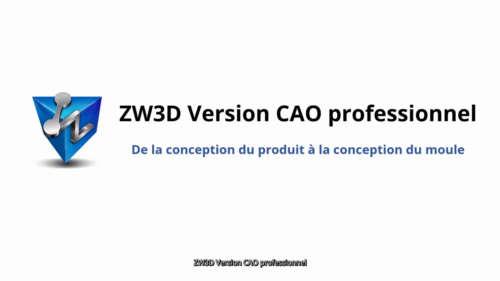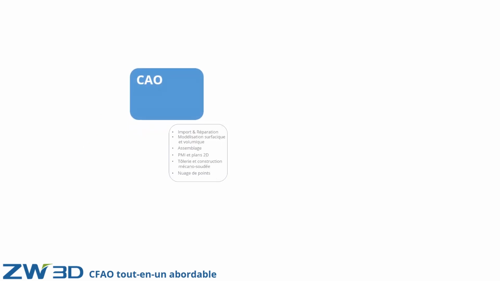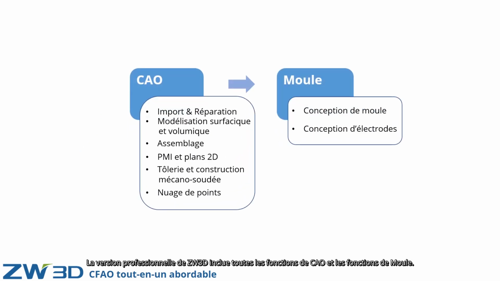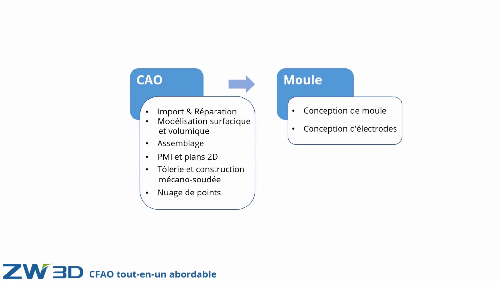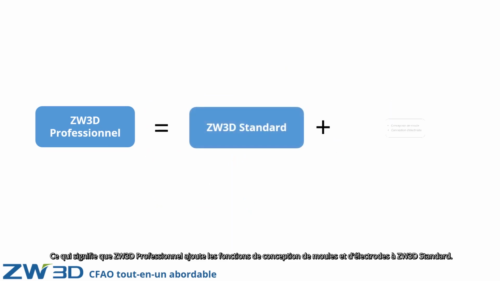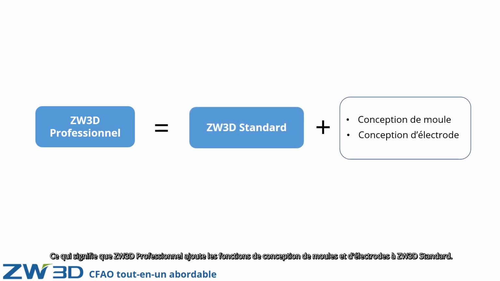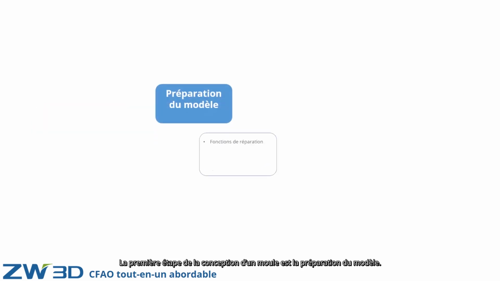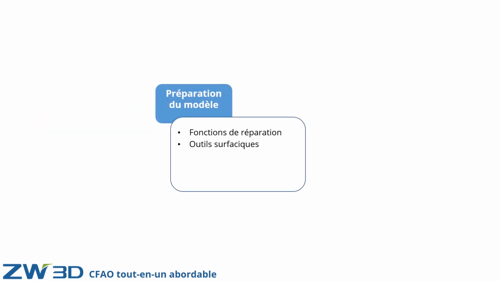ZW3D Professional version. From product design to mold design. ZW3D Professional version provides all CAD features and mold functions. Which means ZW3D Professional version adds mold design and electrode design functions in ZW3D Standard version. The first step of mold design is mold preparation work.